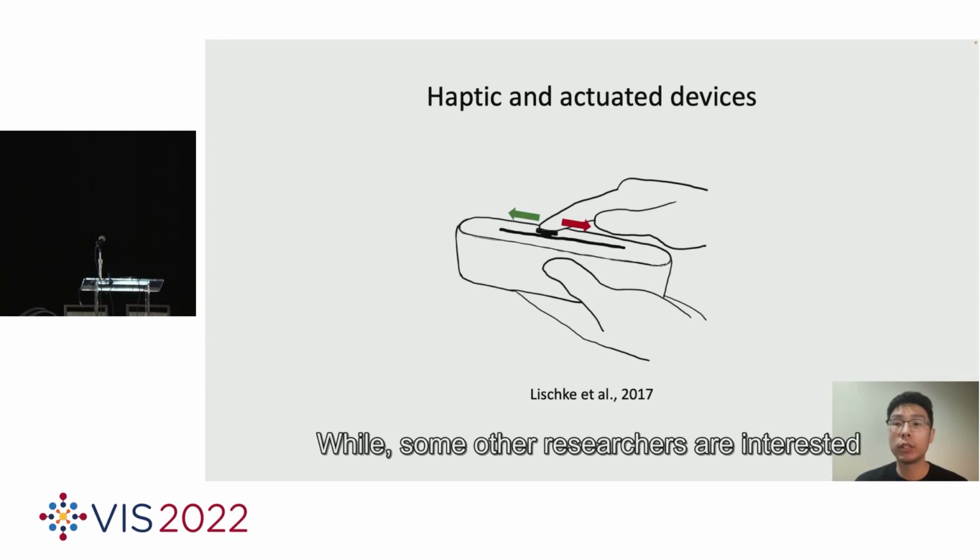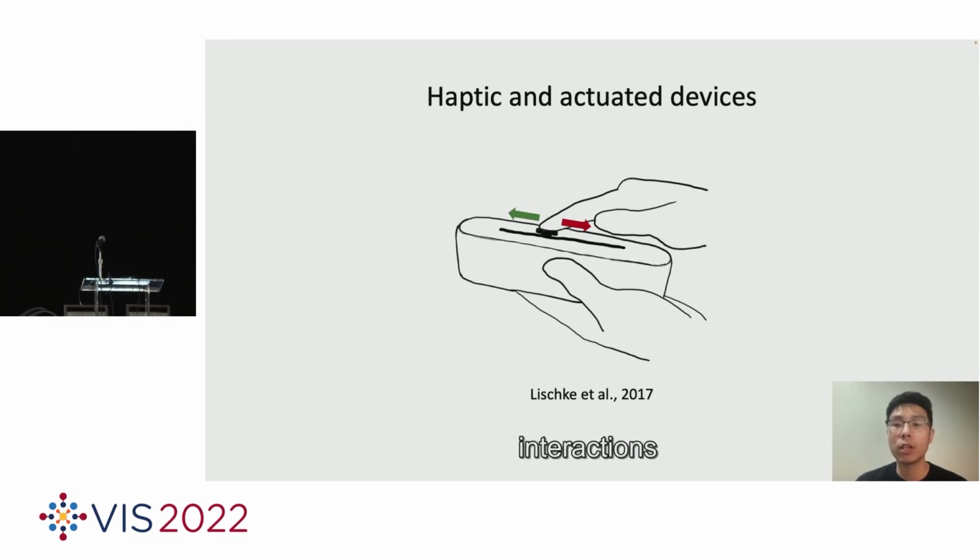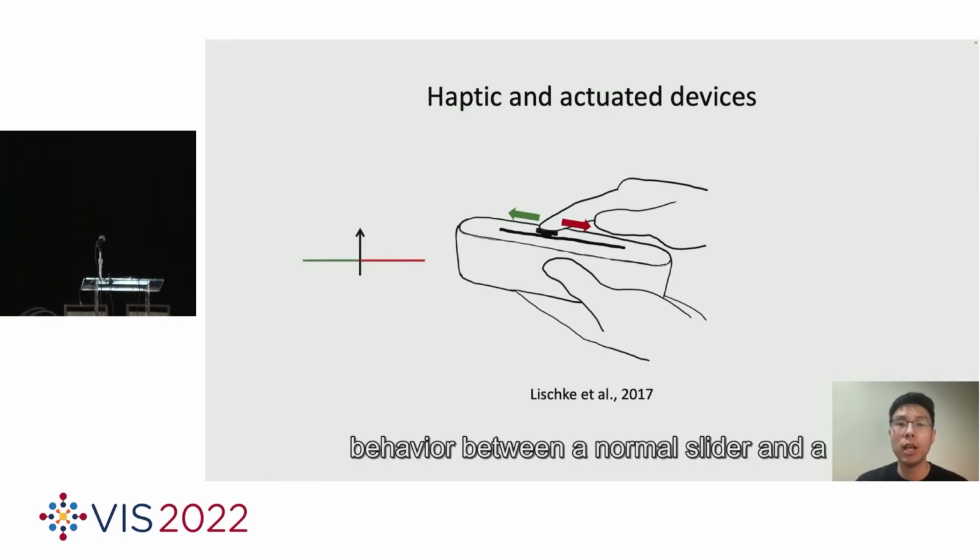Some other researchers are interested in generating simulated haptic feedback for interactions. By changing the actuator setting, the same device can be used for different situations, like a motorized slider that can switch its behavior between a normal slider and a step slider.